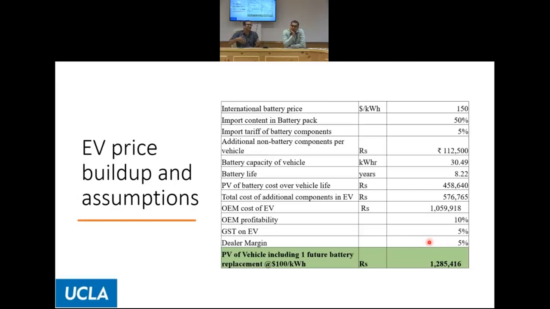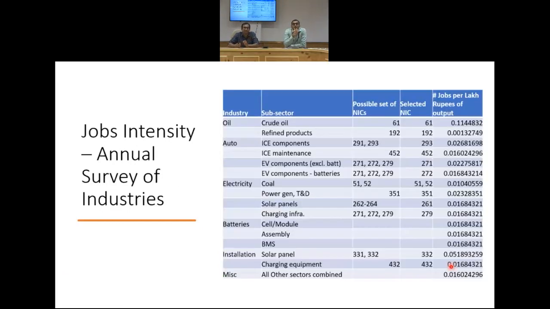The 576,000 plus the common portion, the tires, the wheels, the chassis, which is 400,000, add up to 10 lakhs. Now I put in profitability, GST, margin, etc. It comes to 13 lakhs, so 3 lakhs more than a petrol car. It's not cheaper, it's costlier by 3 lakhs even after the GST discount. And I think that's a reasonable assumption.